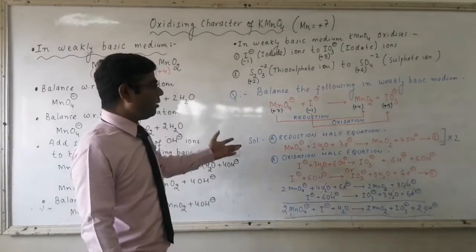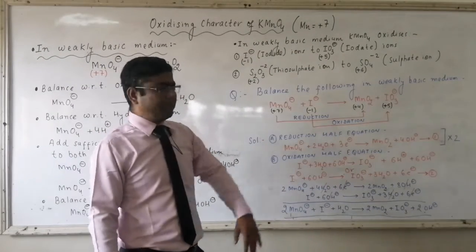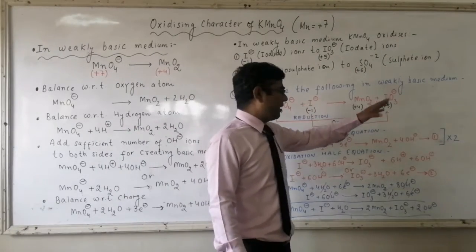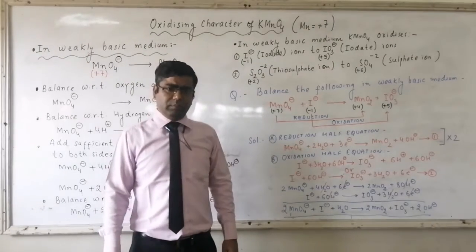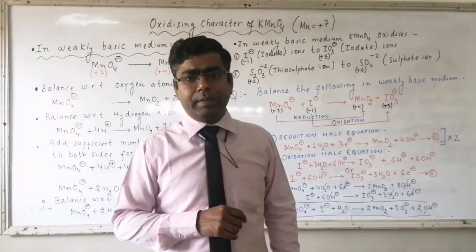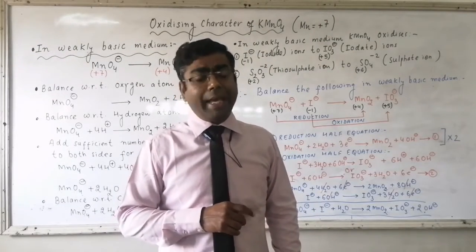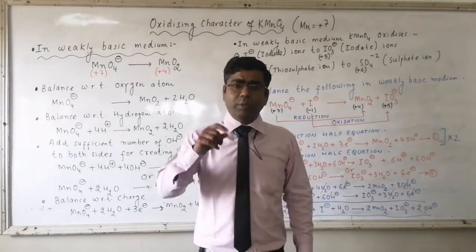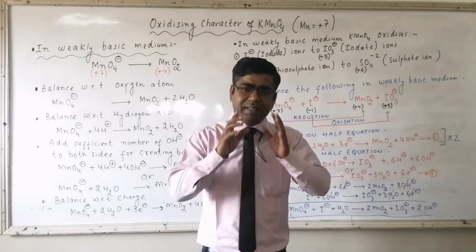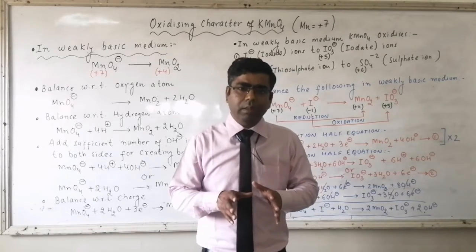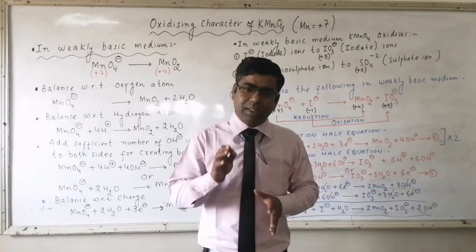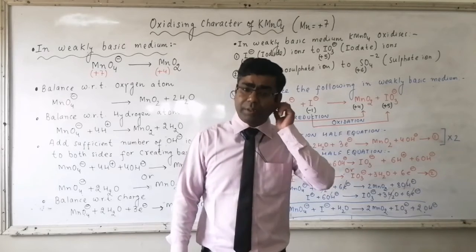Now, let us see one reaction. Balance the following in weakly basic medium. MnO4 minus plus I minus gives you MnO2 plus IO3 minus. Whenever an unknown equation is provided to you and it is to be balanced by using the ion electron method, then your first step will be to find out which species is undergoing oxidation and which species is undergoing reduction.